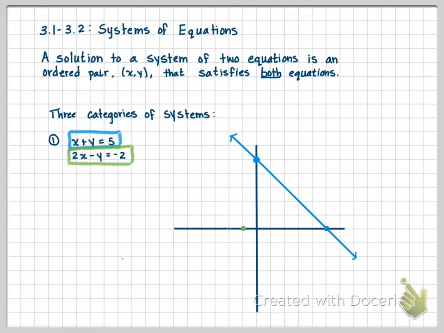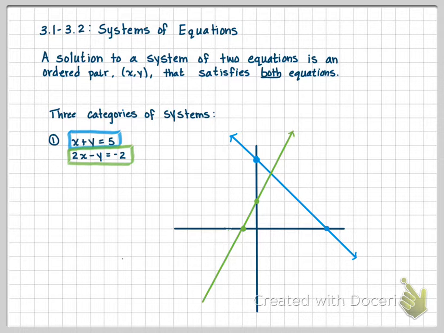-1, there it is. And then if X is 0, then 2 times 0 is 0, so that term is just 0, and we get -Y equals -2, so what's Y? 2. Just positive 2, good. So we have 0, 2, and then we'll draw a line through those 2 points.